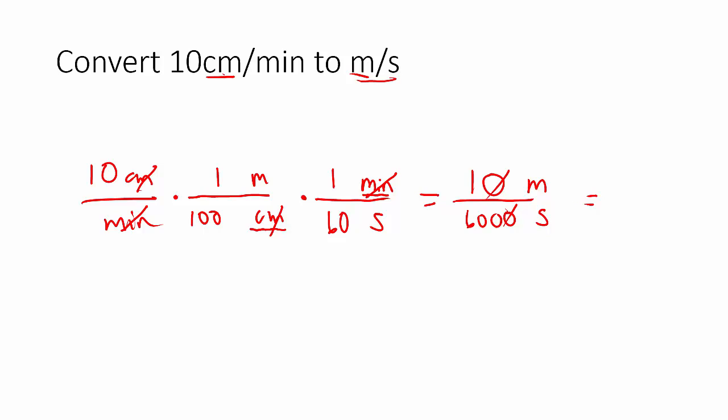So 1 over 600 is 0.0016. And we started with 1 sig fig, so we should probably end with 1 sig fig. So we should probably round that to 0.002. And then the final units that haven't canceled out are meters per second.